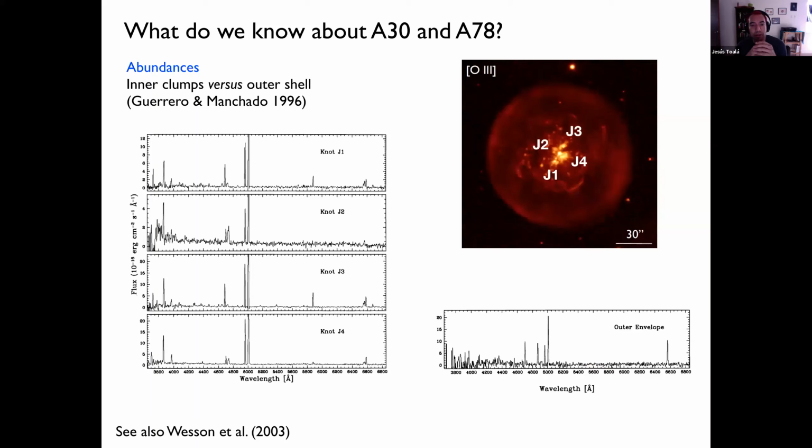When we measured the abundances of the hydrogen-poor material versus the outer nebula, they are very unique. We see here on the right panel the spectrum of the outer envelope. You see the H-alpha line here, the oxygen lines here. And when obtaining spectra from the inner clumps, the dense bright clumps here, we do not see any hints of H-alpha, and whatever we see, we can argue that it's because of the contribution of the outer shell, for example. So they're really depleted in hydrogen.